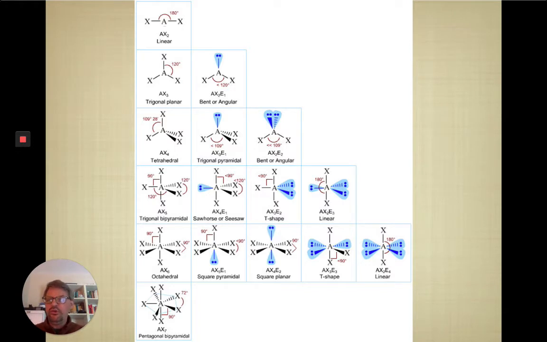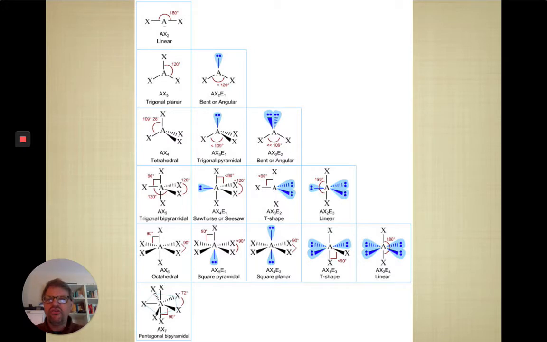So again, when you determine that AXE formula, literally all you have to do then is compare it against this chart and look for the proper shape. It will tell you the shape, where A is the central atom, the X's are the atoms connected to the central atom, and the little dots in blue that you see there, those are lone pairs. Now the shape refers to the atoms, not to the lone pairs.